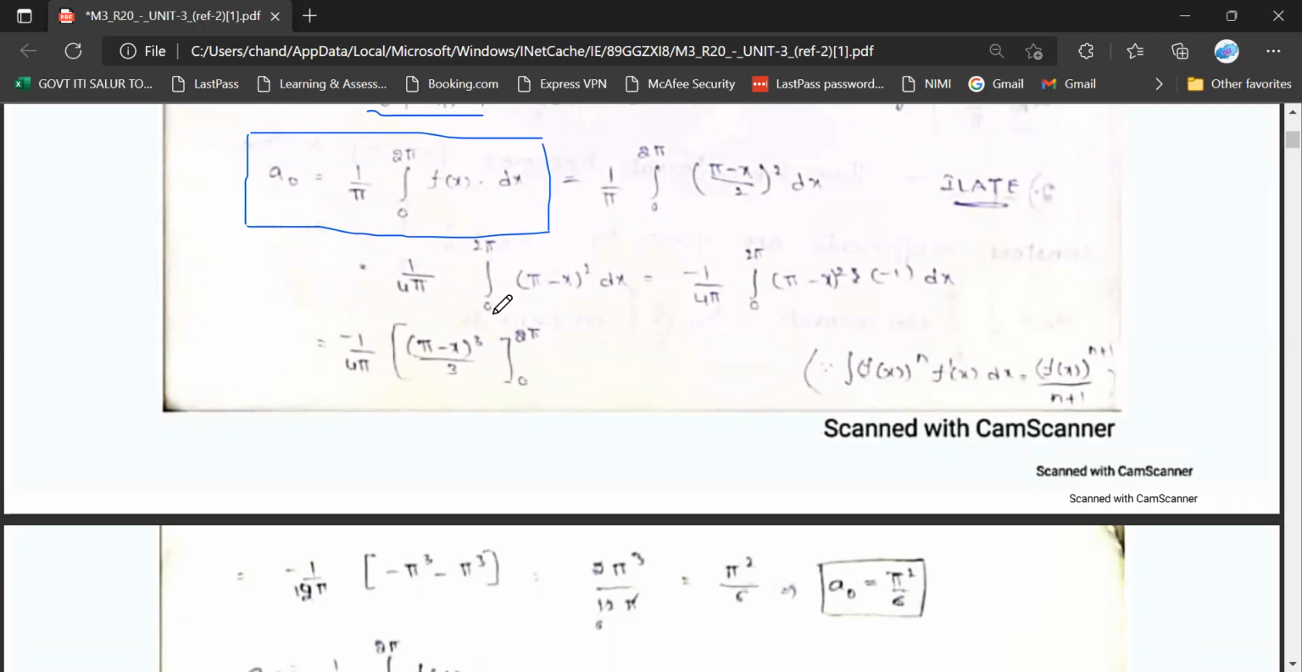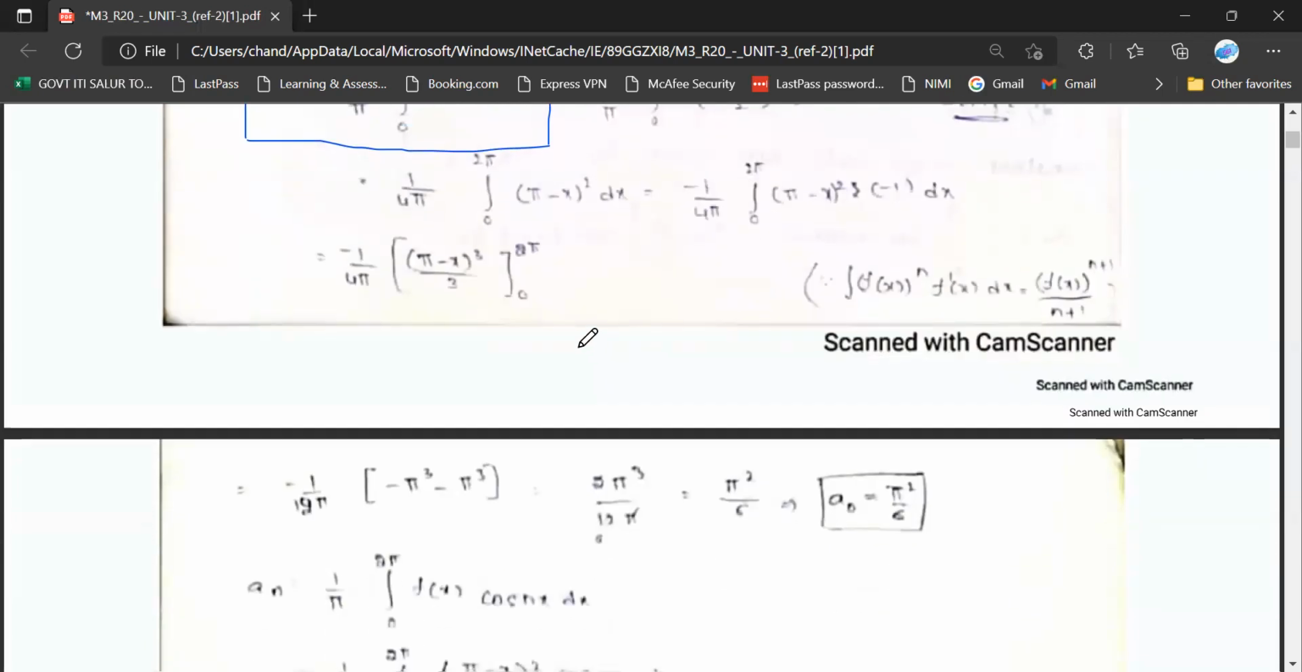Here the integration goes from 0 to 2 pi of (pi minus x) whole square dx. We take minus 1 on the left side of the integration and on the right side of the integration, so the left side gets cancelled with the right side. So we get minus 1 by 4 pi integration from 0 to 2 pi of (pi minus x) whole square into minus 1 dx.